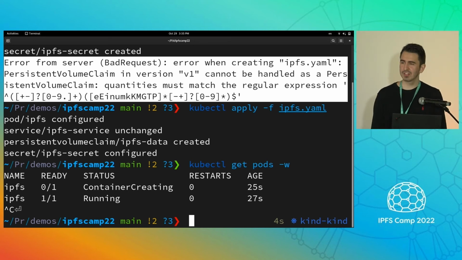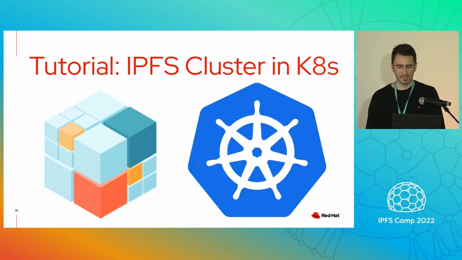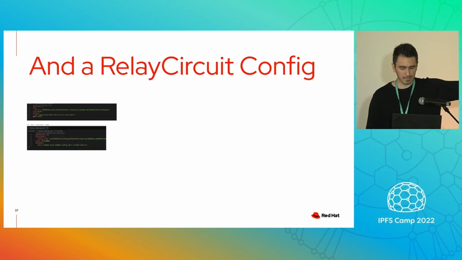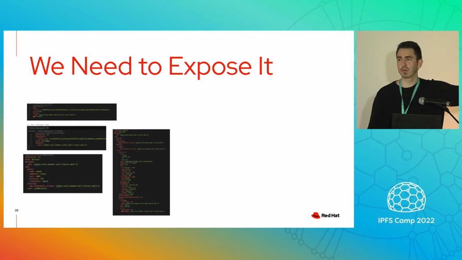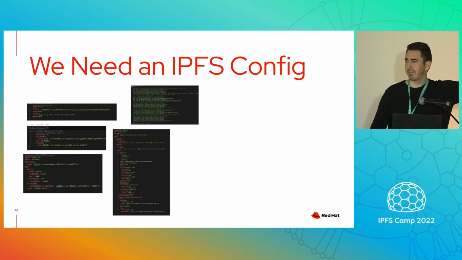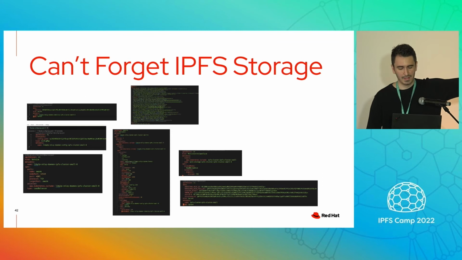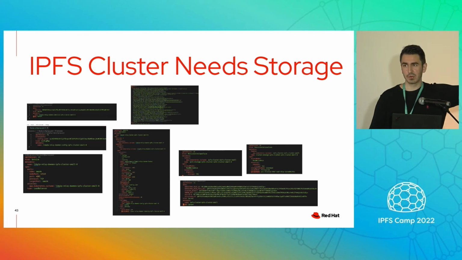Okay, well now let me show you what we do for IPFS Cluster, because this is going to be really simple. So first you want to create your relay circuit identity, right? Then you want to create your relay circuit config. And then you want to create your relay circuit. And of course, we need another service to expose it. Then we actually need an IPFS config. Then we need our IPFS secret keys. Then we can't forget storage. We need that. And of course, the IPFS cluster, that needs storage too.